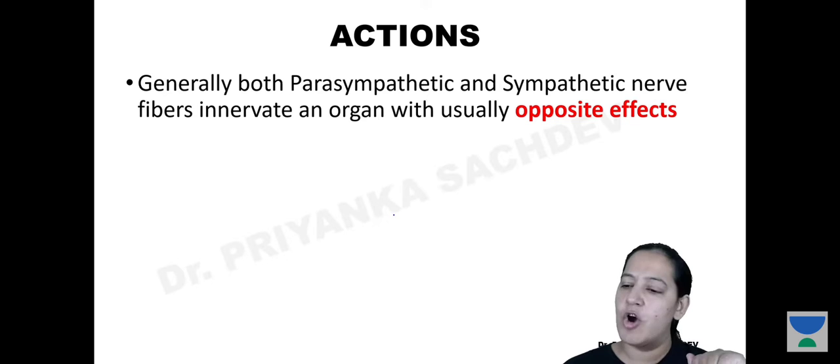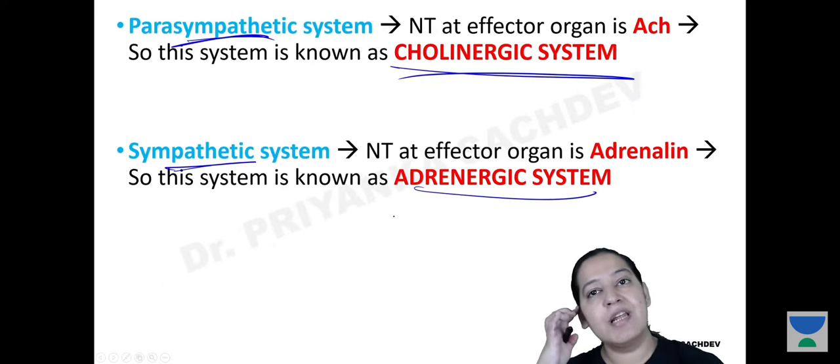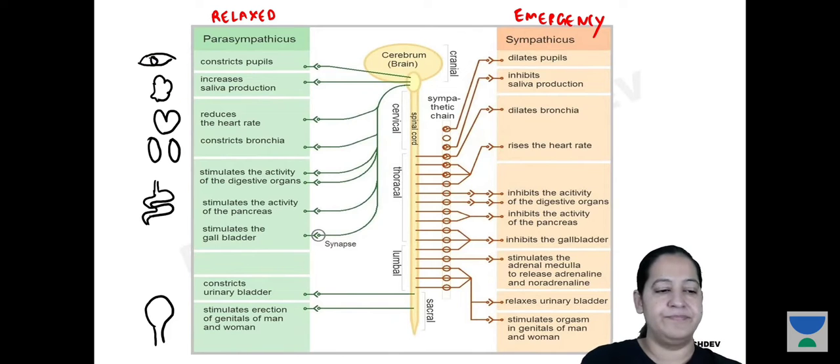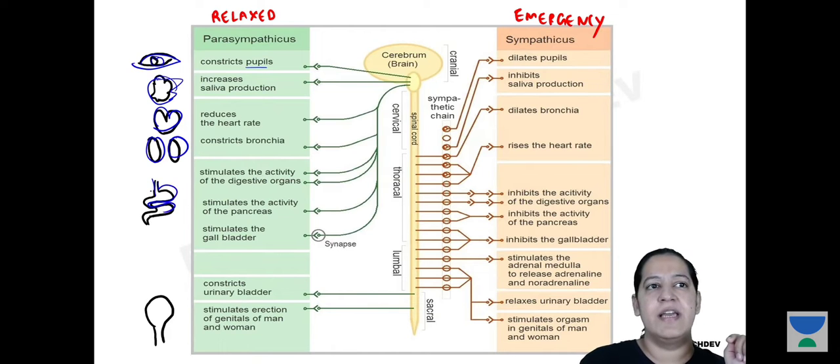Now let me talk about the action. Which system is present in which organ? Can you see this diagram? I have drawn an eye here. This is the eye. This is the salivary gland. This is the pupil of the eye. This is the heart. These are two lungs. This is the whole GIT, intestine, stomach. This is the urinary bladder.